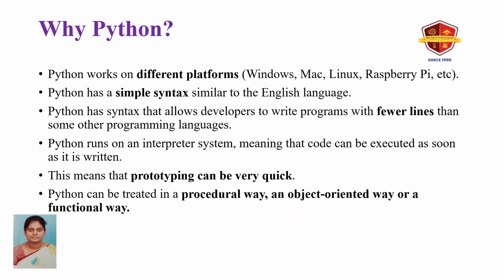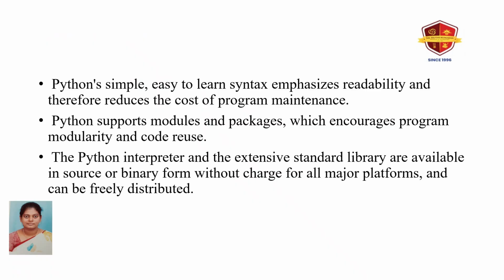It runs on an interpreted system, meaning that code can be executed as soon as it is written. Prototyping can be very quick. As mentioned before, prototyping refers to rapidly building an initial simplified version of a software so that we can easily test for any bugs. Python can be treated in a procedural way and also in an object-oriented way or in a functional way. This enhances readability and therefore the cost of program maintenance is reduced.